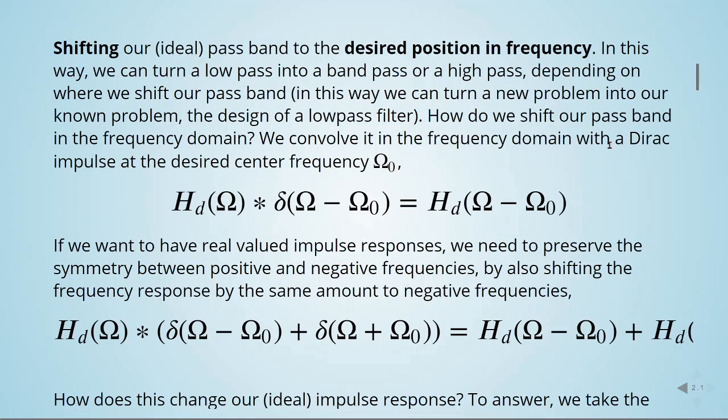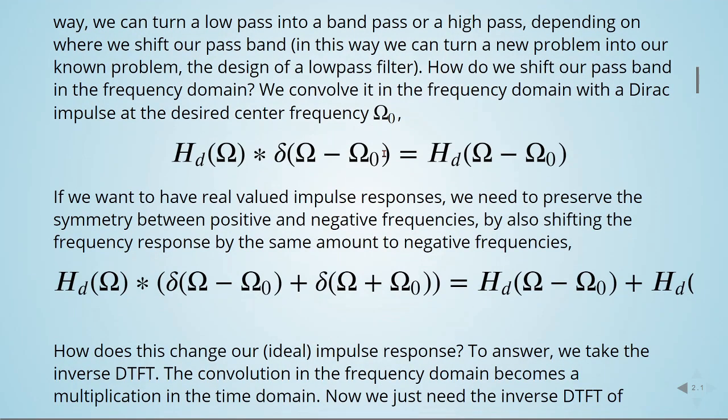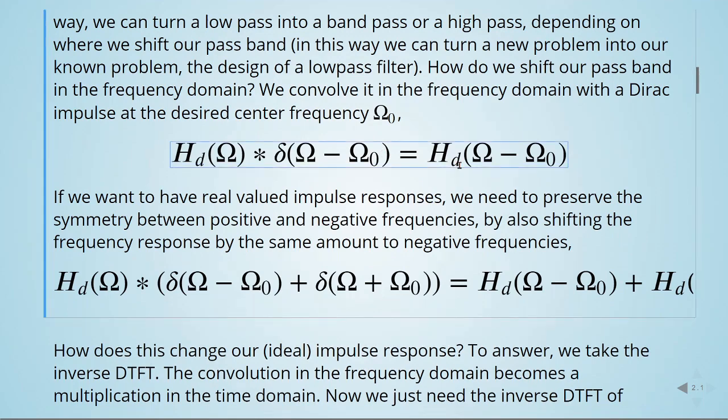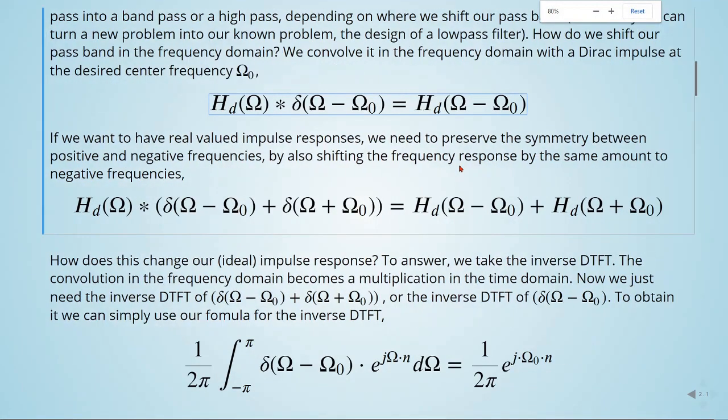If we want to have a real valued impulse response, we need to preserve the symmetry between positive and negative frequencies by also shifting the frequency response by the same amount to the negative frequencies. So we have here these equations. We are shifting the positive frequencies and we are shifting the negative frequencies, and we end up with our filter.